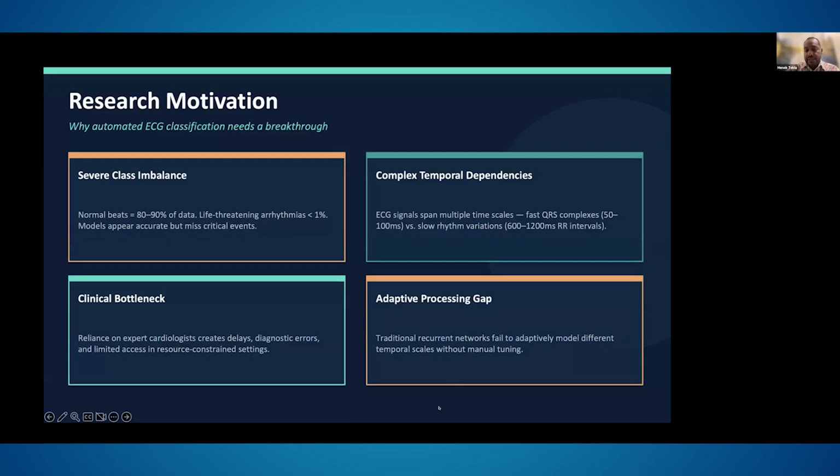This is a recurrent approach, but traditional recurrent networks fail to adaptively model different temporal scales without manual tuning. We need our recurrent temporal scales to be dynamic instead of constant, because the whole heartbeat signal is more dynamic than fixed temporal scales.